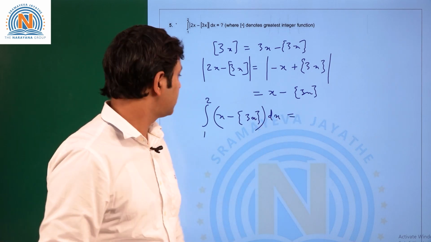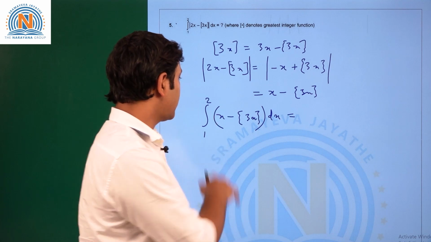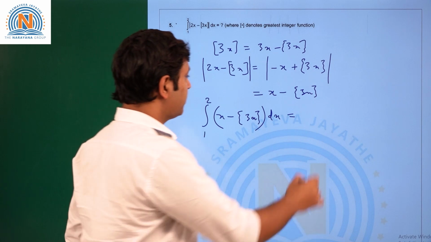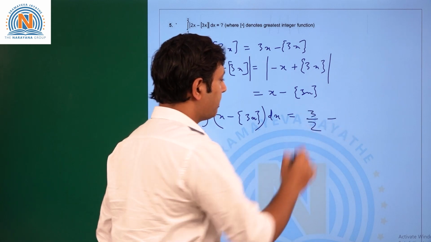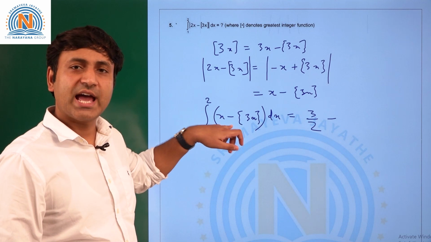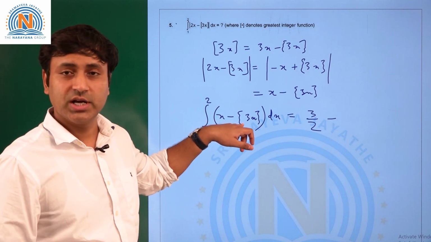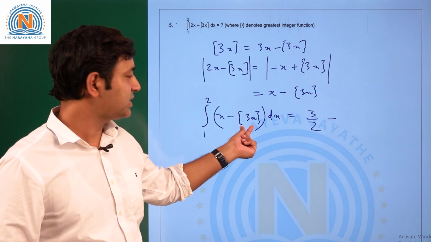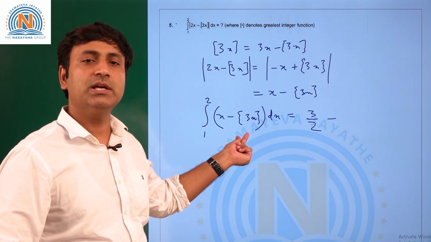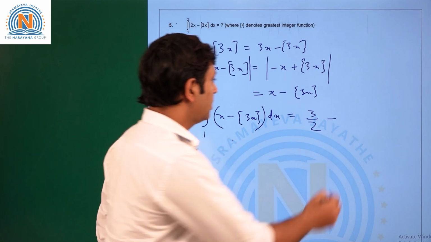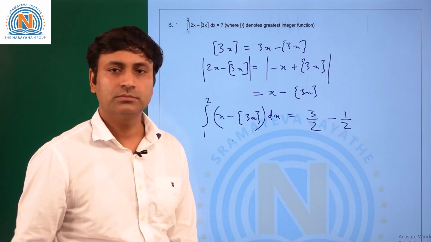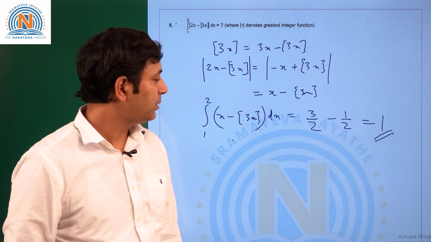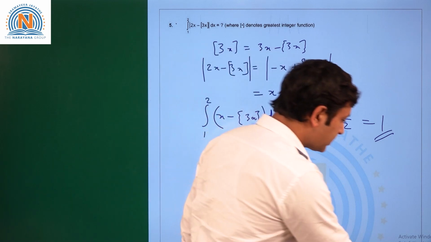Now here we can go a little bit fast. The integral of x is x square by 2, from 1 to 2 it's 3 by 2, minus the fractional part. As we know, the average value of the fractional part function is always half. We are integrating it from 1 to 2, 3 times its period, which means it will be half. The answer will be 1. We'll mark that and we'll move on to the next question.